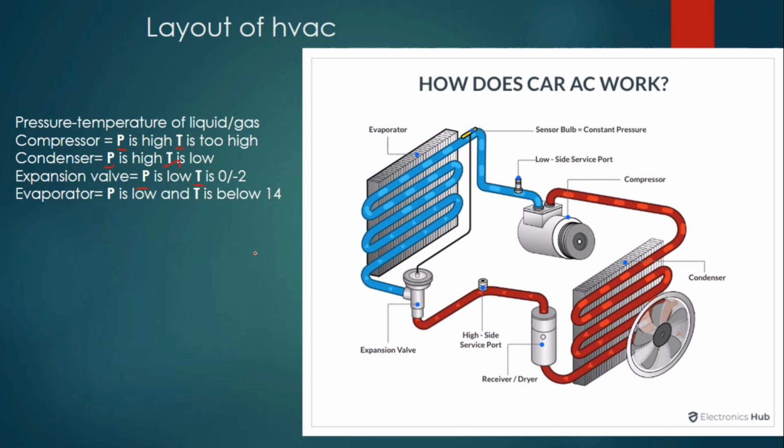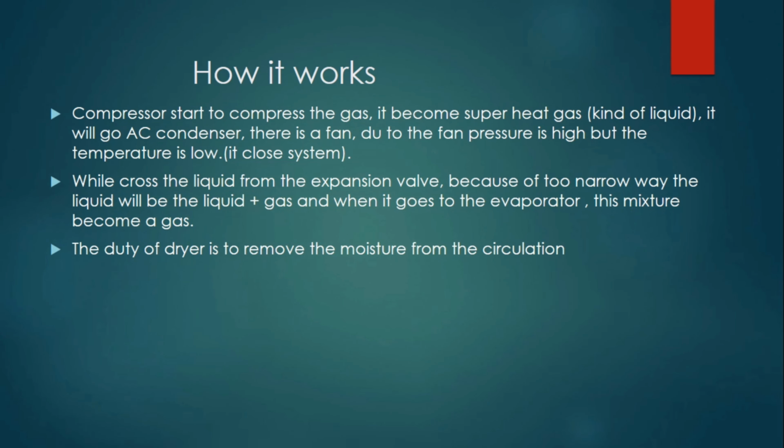In the condenser, liquid plus gas converts to liquid. In the condenser we give it cold air, in the evaporator we give it hot air. So this is the function that will happen. Then with the help of the blower fan we get the air into the cabin. How it works, what I explained here, I also wrote for you.